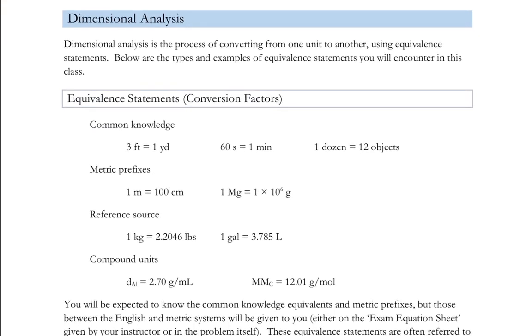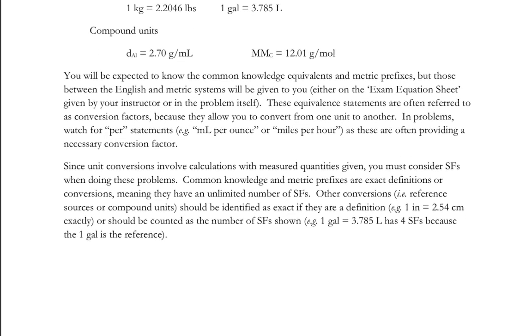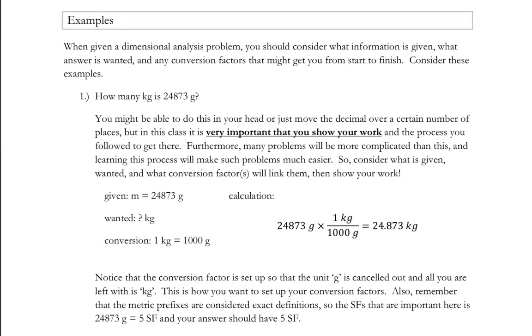Okay, our last section is on dimensional analysis, and we have some British conversions, like 3 feet or 1 yard. We have the metric ones. We just went over the metric table. Density, we're shown here, density of aluminum is 2.70 grams per ml. Molar mass, the molar mass of carbon is 12.01 grams per mole. Those are common conversions that we use in chemistry, and we will use in this exercise. So here's some examples for us to look at.